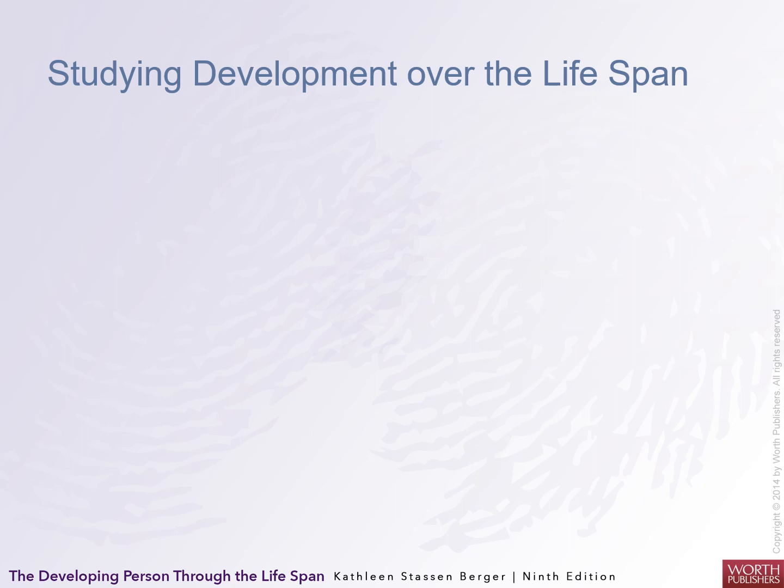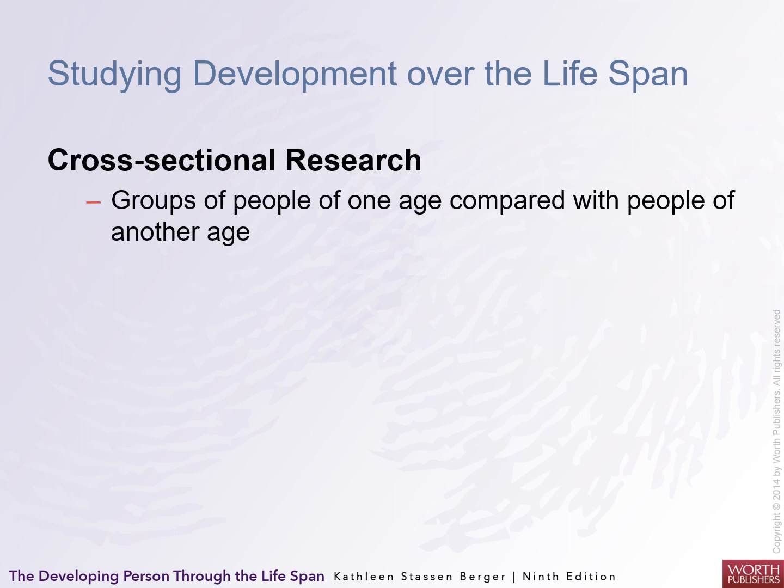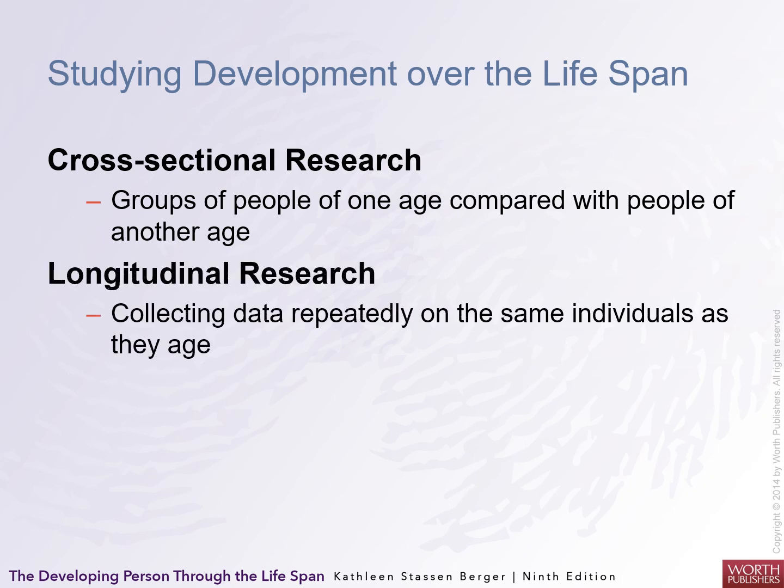Studying development over the lifespan can be tricky. Typically, it's done using cross-sectional research, in which groups of people of one age are compared to groups of people of another age. This can be problematic, though. Longitudinal research involves collecting data repeatedly on the same individuals. So with cross-sectional, there's no control group. You're comparing and assuming that groups are equivalent, even though they may be different ages and have different experiences. Whereas longitudinal studies the same people over and over again. So in effect, they are their own control group.